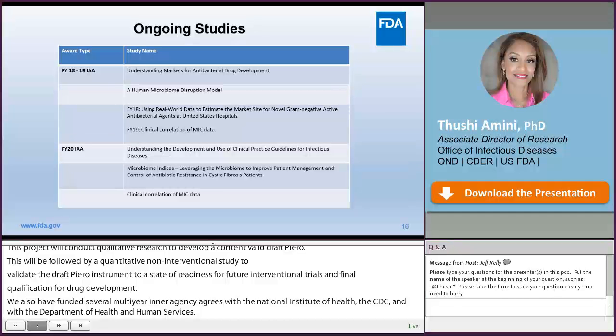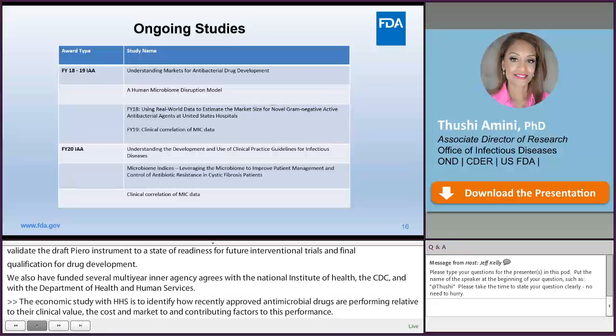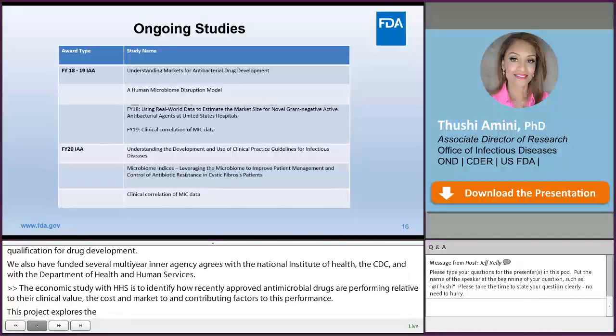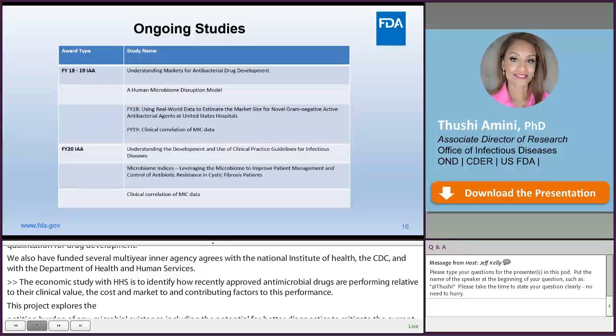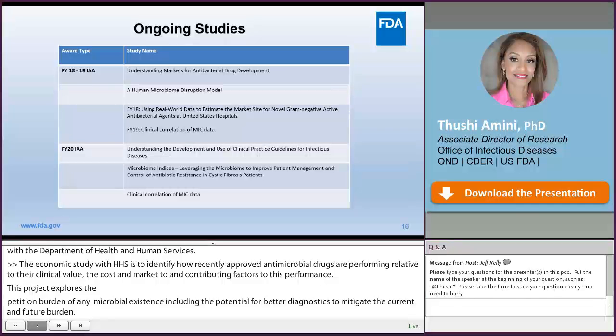This project explores the current and potential future burden of antimicrobial resistance, including the potential for better diagnostics to mitigate the current and future burden. Finally, this project will assess whether there are market failures for antimicrobial drugs that lead to suboptimal allocation of societal resources to developing antimicrobial drugs and options to mitigate these market failures.